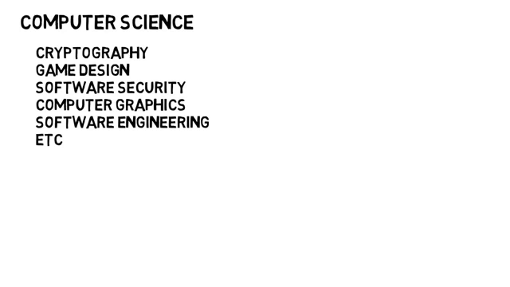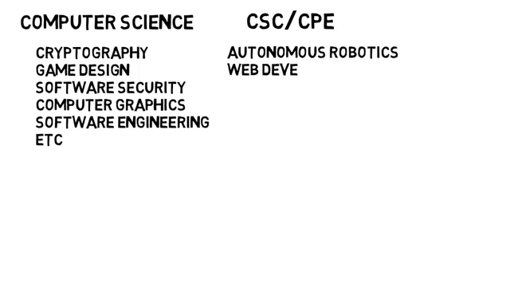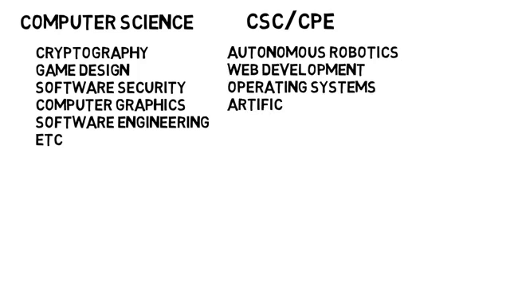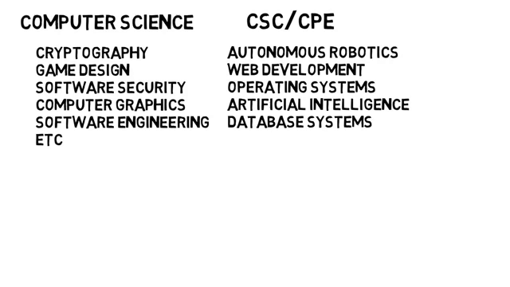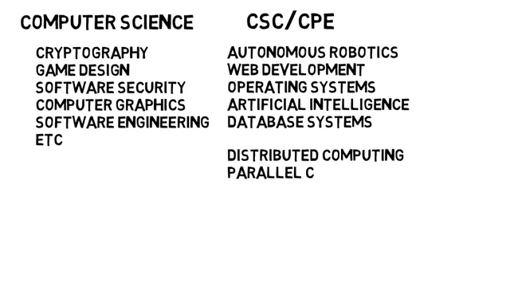Then electives that are often cross-listed as either computer science or computer engineering include autonomous robotics, web development, operating systems, artificial intelligence, database systems, and many more that are just not so simple to understand. Now don't worry about the differences in these two columns so much. Lots of them are pretty much interchangeable, but focus more on what I discussed earlier in this video.